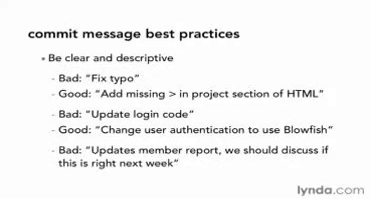And then another bad example would be to include other comments in there that really aren't about the commit. So "updates member report, comma, we should discuss if this is right next week." Well, this commit is going to live in our repository potentially for years and years and years. Having a comment that says we should discuss if this is right next week, this isn't email, right? This is not a way to communicate with our team members. We can do that using other tools. What we want to do here is just provide a good label for what's inside the commit.